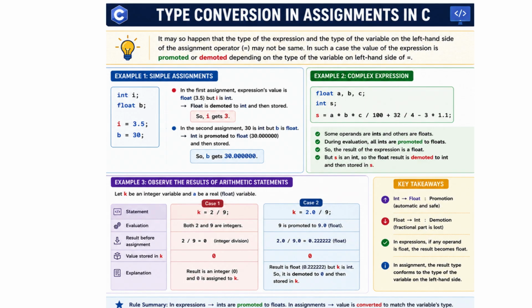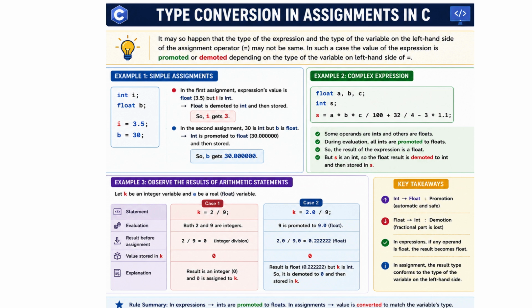Let's discuss type conversion in assignments. It may so happen that the type of the expression and the type of the variable on the left-hand side of the assignment operator may not be the same. In such a case, the value of the expression is promoted or demoted depending on the type of the variable on the left-hand side of equals. Here in the first assignment statement, though the expression's value is a float, 3.5, it cannot be stored in i since it is an int. So i gets 3. In the second assignment, 30 is int but b is float. Here, int is promoted to 30.0 and then stored, so b gets the float value 30.0.